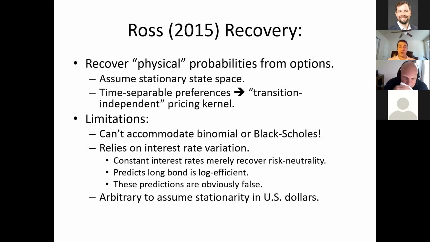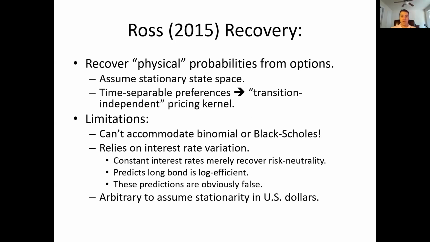So the aspiration of the theory is great. It's to recover physical probabilities from risk-neutral probabilities. That is, to look at option prices and somehow figure out what the probabilities are. And it's actually fairly weak in assumptions. It assumes a stationary state space and time-separable preferences. So if you have time-separable preferences, then the stochastic discount factor is the marginal rate of substitution. And the marginal rate of substitution between consumption today and consumption in a future state is just the ratio of marginal utilities.